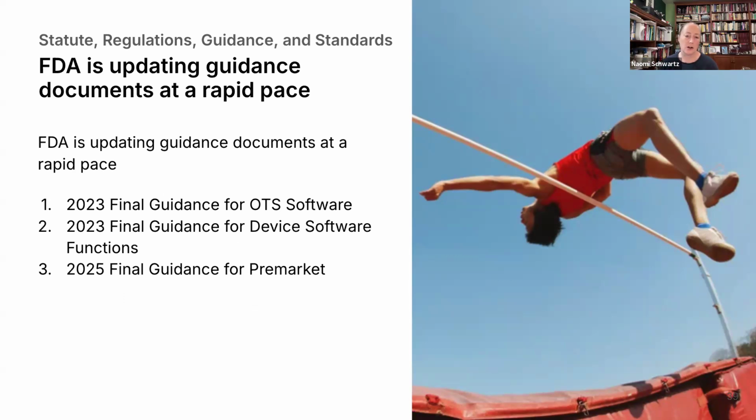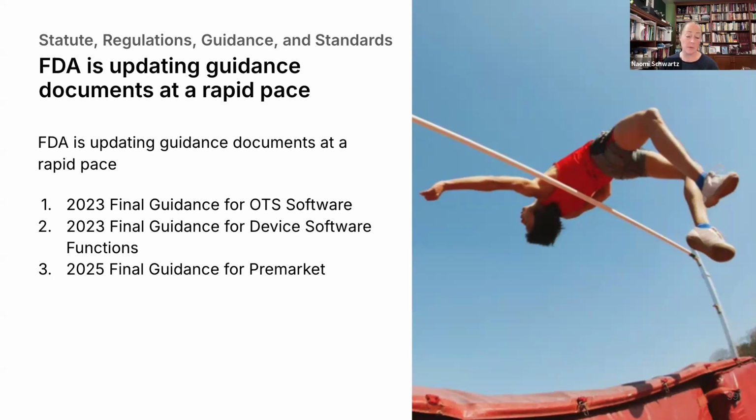FDA is updating their guidance documents at a very rapid pace with respect to cybersecurity. So we had a guidance document for years and years and years, and it really hadn't changed much. And then suddenly, rapid change, new drafts, new finals, more updates to the final, and then more finalization. We see new final guidance for off-the-shelf software, new final guidance for device software functions, and final guidance for pre-market. This is happening because there have been more and more incidents in pre and post market indicating that manufacturers are not taking a mature enough approach to cybersecurity for their devices.